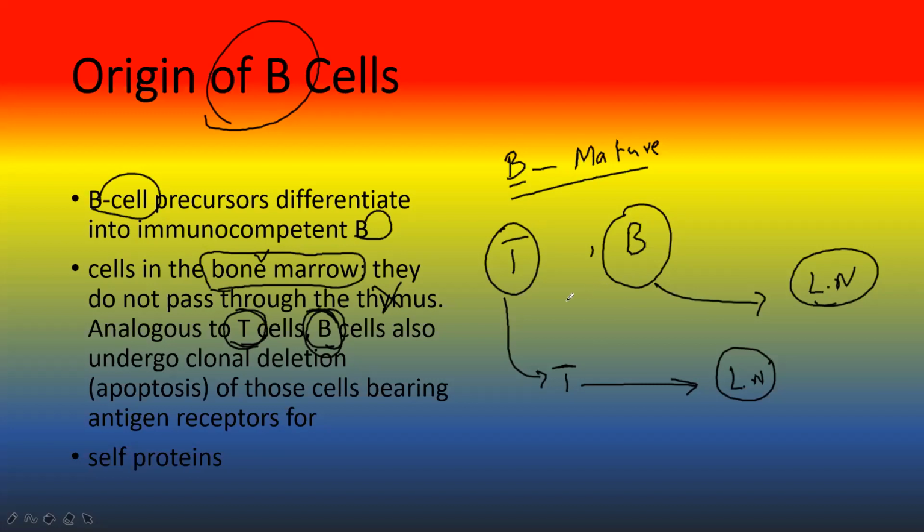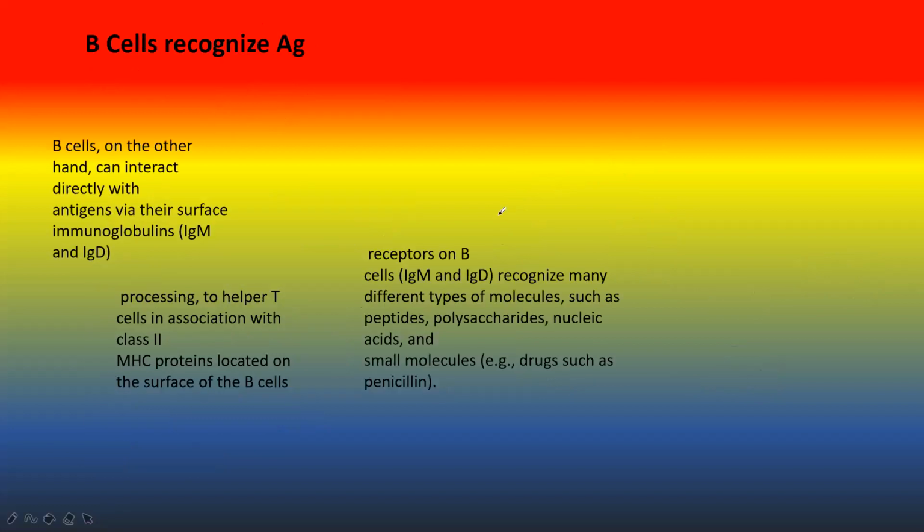So every aspect of B cell maturation we have already covered. Negative selection, positive selection. But the B cell maturation is inside the bone marrow, not inside the thymus. How does the B cell recognize the antigen?